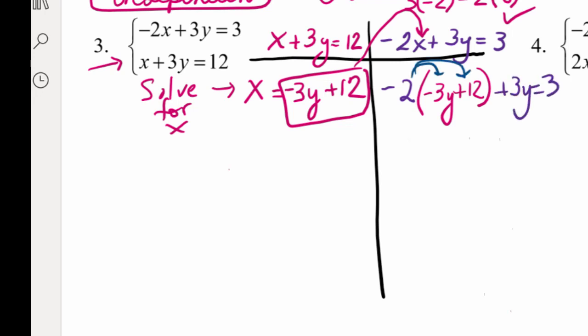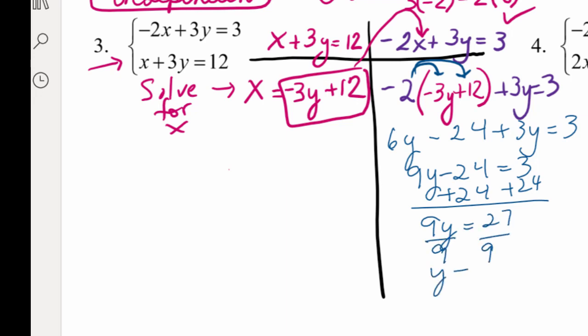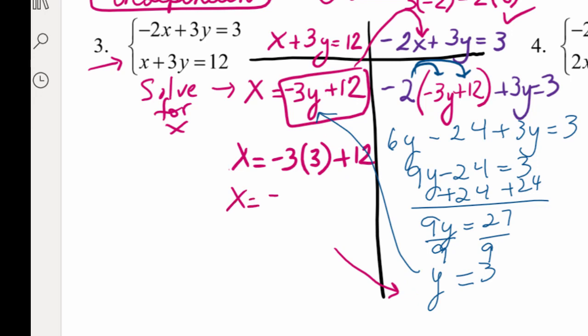So now we distribute here the negative 2, and we get 6y minus 24 plus 3y equals 3. And so here we get 9y minus 24 equals 3. Then we're going to add 24 to both sides so that we can isolate our y. So 9y equals 27, and dividing by 9 we get y equals 3. And then we're going to take that y value across to the left-hand side so we can solve for x. So we get x equals negative 3 times our y, which is 3, plus 12. And so we get x equals negative 9 plus 12, or x equals 3.